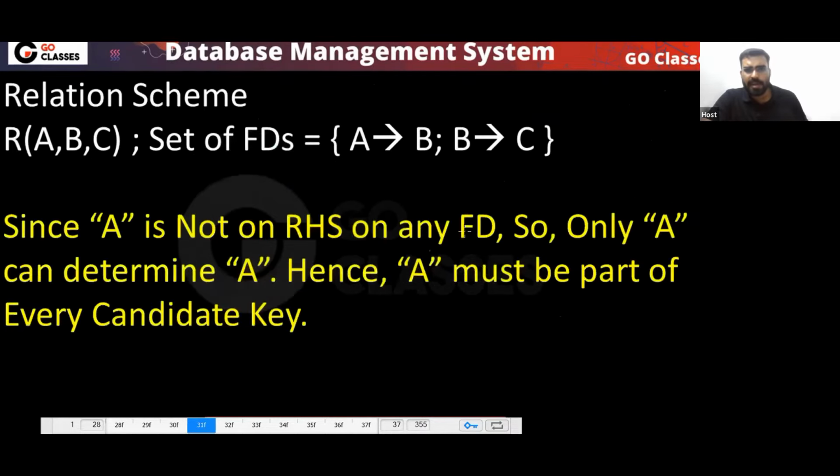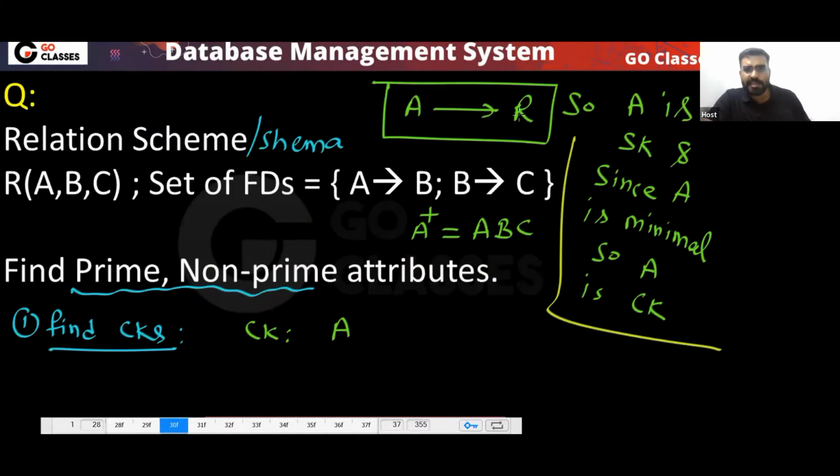Now remember, A must be part of every candidate key, and this A can determine the whole relation. So I can say that A alone is enough. Yes or no? A itself is enough. So I can say the candidate key will be only A. So you have only one candidate key.